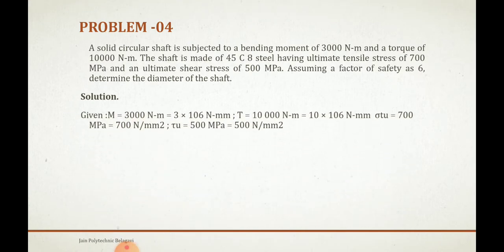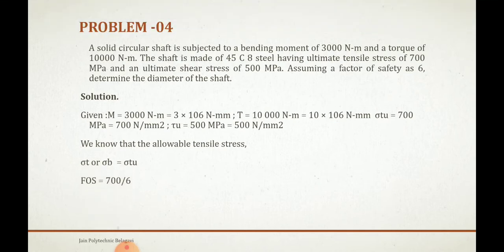This is the given data I have written. M, that is moment, is given as 3000 or 3 into 10 raised to 6 Newton mm. Torque is given. Sigma U, that is ultimate tensile stress, is 700 MPa. Tau U, that is ultimate shear stress, is 500 Newton per mm square. Now we have to convert those stresses into the allowable stresses.